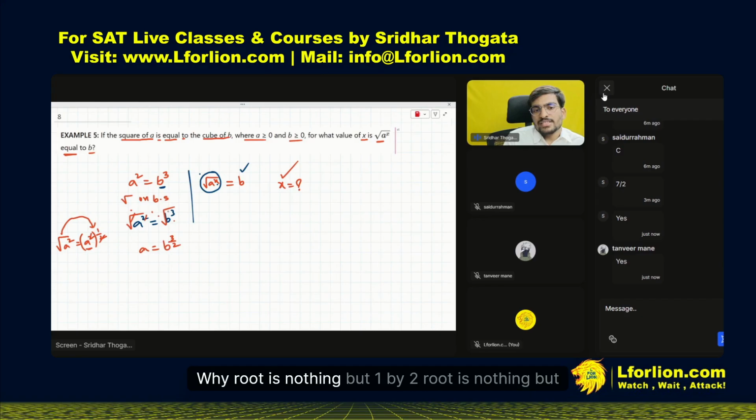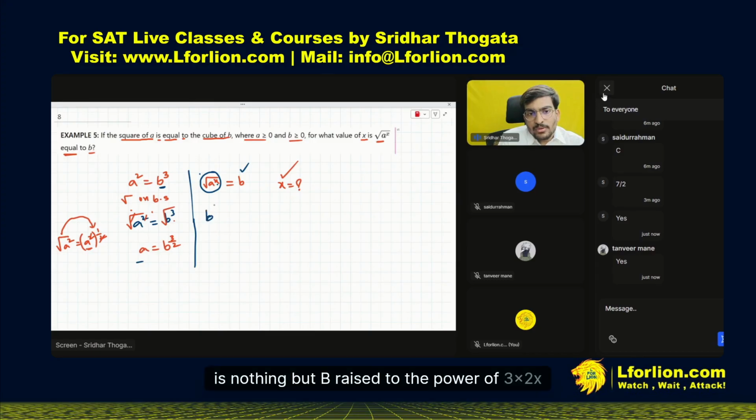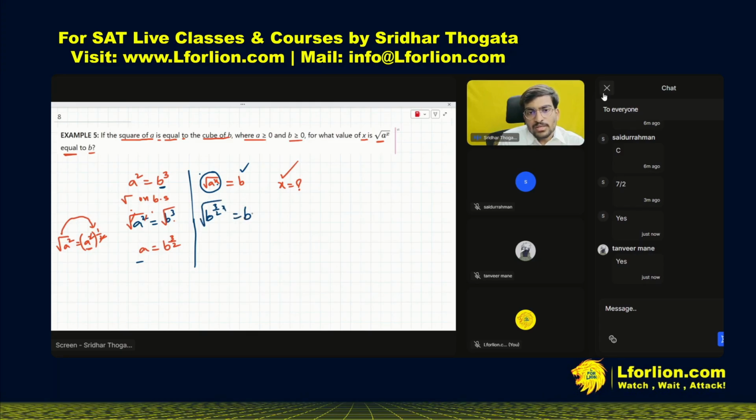Why? Root is nothing but 1 by 2. 3 into 1 by 2, 3 by 2. So you need to do things a bit directly. Every time we can't go through all the steps. Now, root a power x. What we got? A is nothing but b raised to the power of 3 by 2, and x root that equals b.